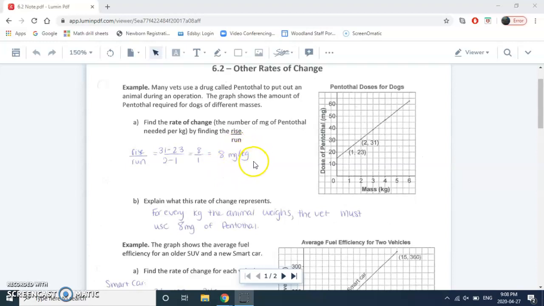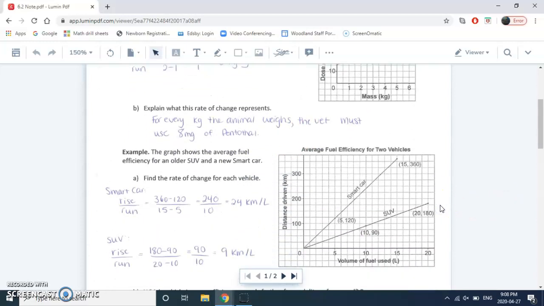Okay, always remember to make sure that we are putting in both of our units there. So we see milligrams there in our title and kilograms there. So milligrams per kilogram. Now, what does this rate of change represent? Well, it tells the vet that for every kilogram an animal weighs, the vet must use 8 milligrams of pentothal. So that is a very important thing for vets and doctors to know, those different types of rates of change.